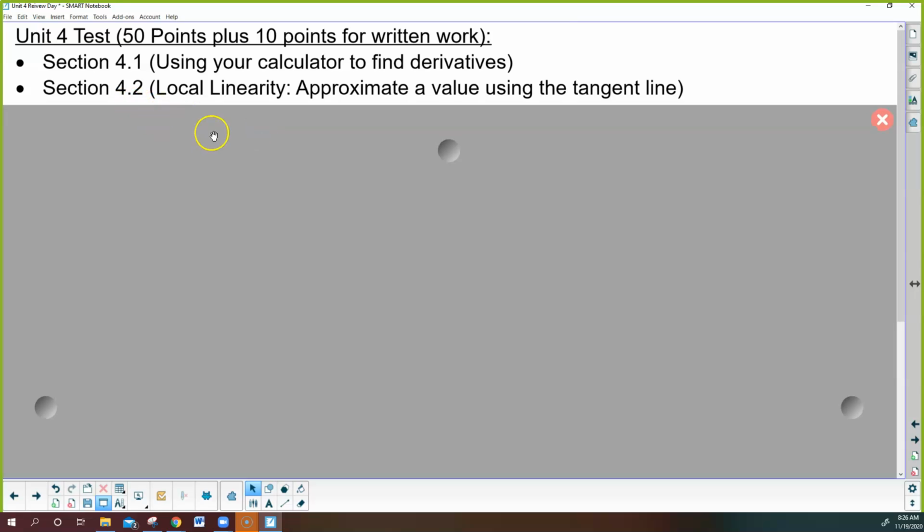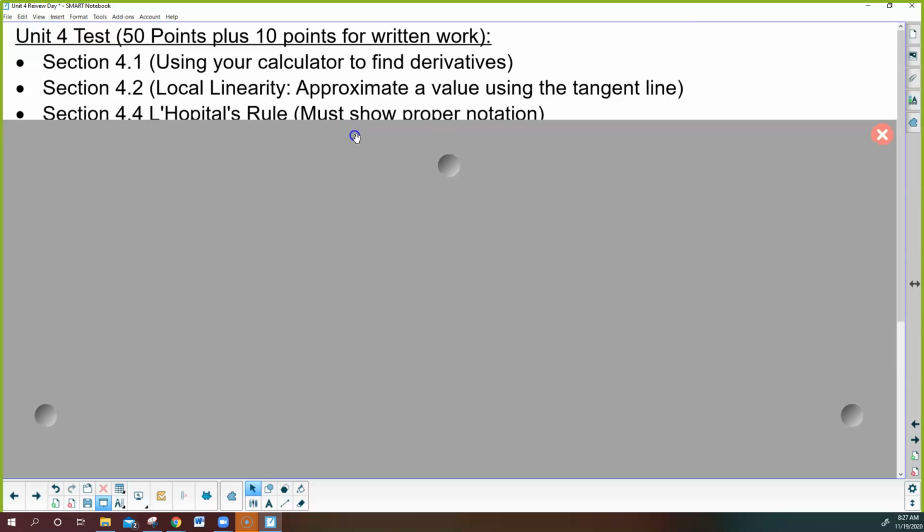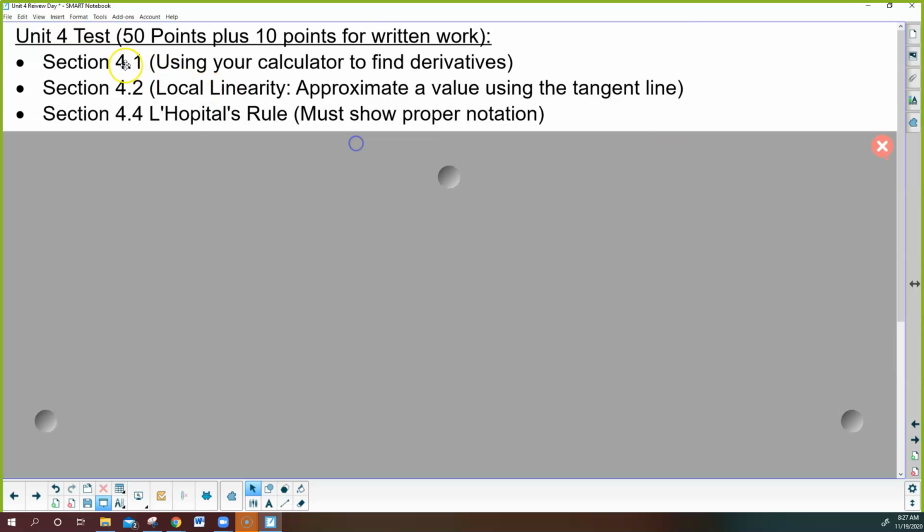Then we did 4.2, which was 2 Wednesdays ago, local linearity, where you had to write the equation of a tangent line and then use that to approximate a value. So there's going to be one question on that. And the big part from this unit was L'Hopital's rule. And you must show proper notation.